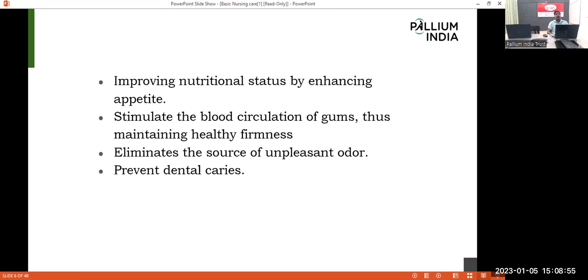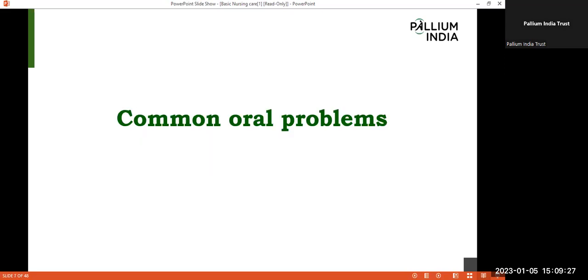Then oral cleaning and oral hygiene maintenance will be helpful for avoiding unpleasant odor, any bad smell, foul smell. If that happens in between, we can avoid it by periodical oral care. Then dental caries also we can prevent. Already I told you, continuous deposition of food particles in between or superficially on the teeth will cause dental caries. So dental caries also we can avoid by oral care.